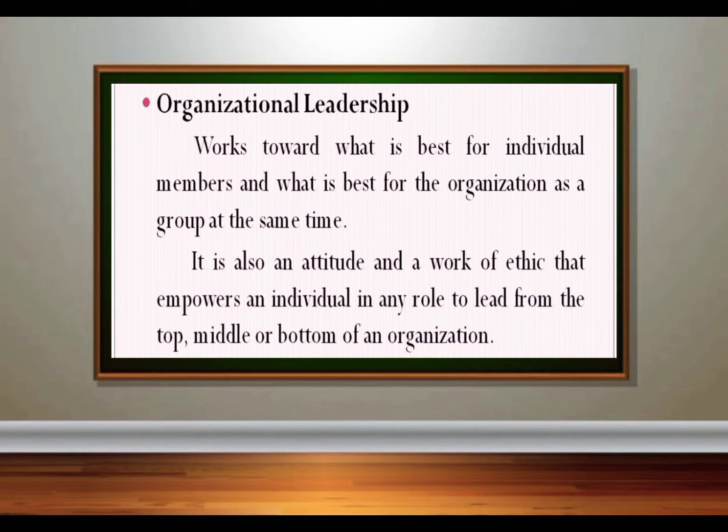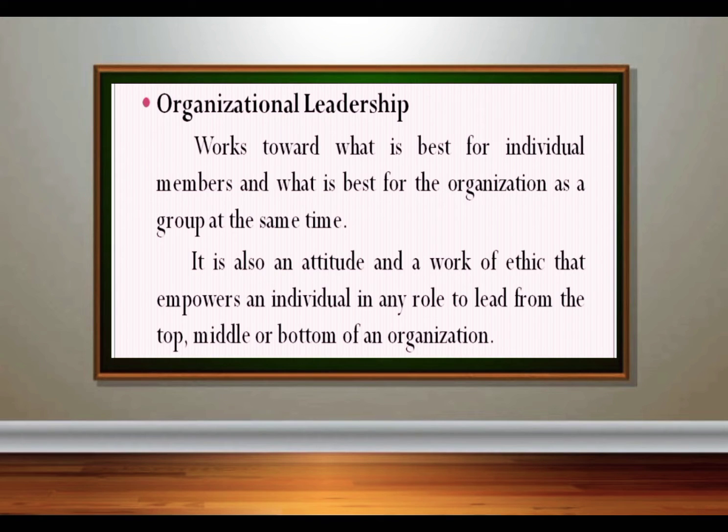So, what is organizational leadership? Organizational leadership works toward what is best for individual members and what is best for the organization as a group at the same time. Organizational leadership does not sacrifice the individual members for the sake of the group, nor sacrifice the welfare of the group for the sake of individual members. Both individual and group are necessary.